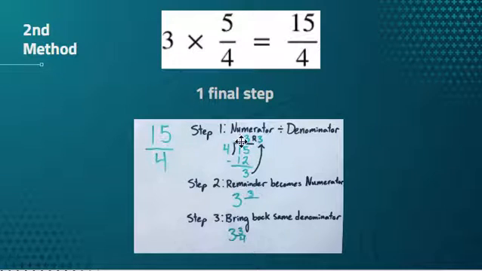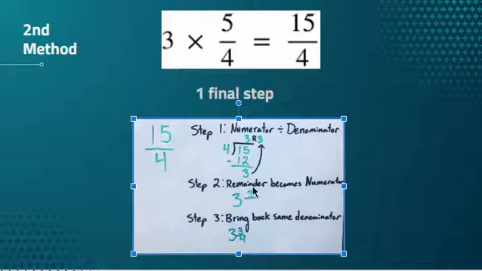First step is that you divide your numerator by your denominator. So if my numerator is 15, I divide it by 4, and I solve using long division, or if you have another way of solving division, that works too, as long as you end up with a proper remainder.